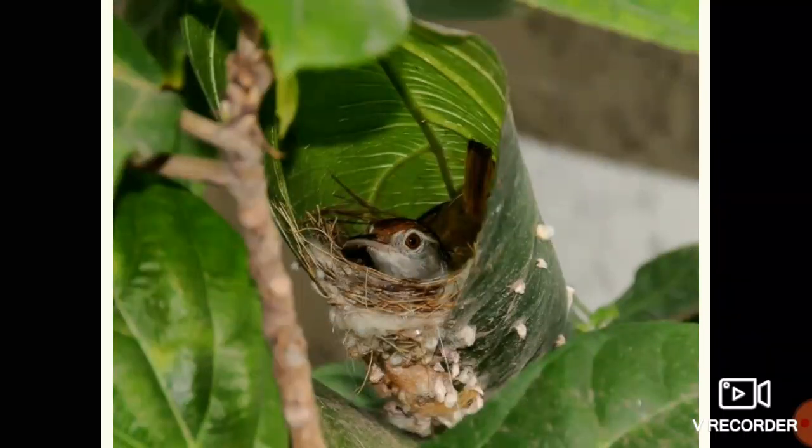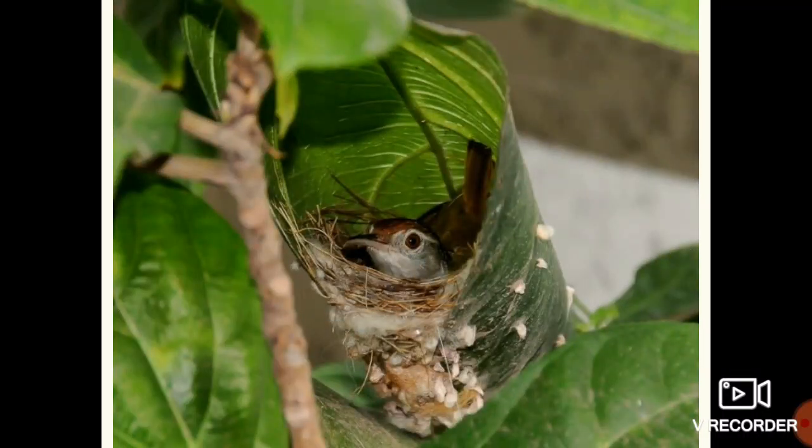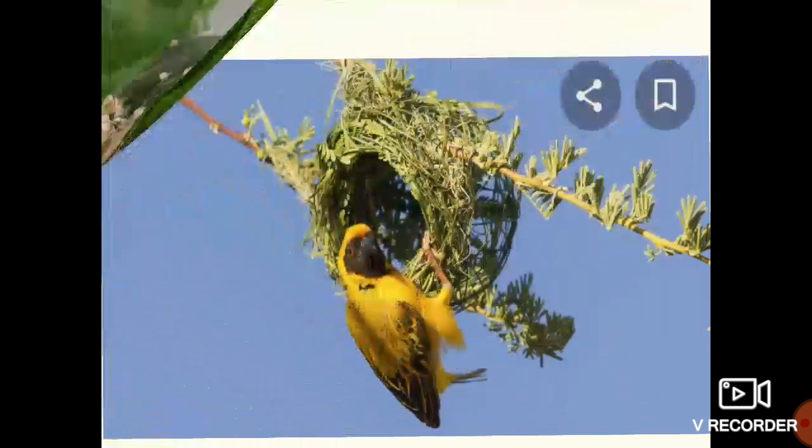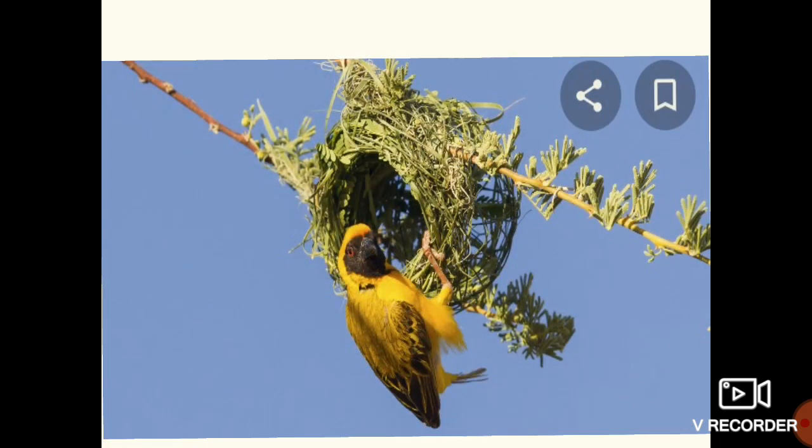This is the picture of the tailor bird, children. See the tailor bird's nest, and this is the weaver bird.